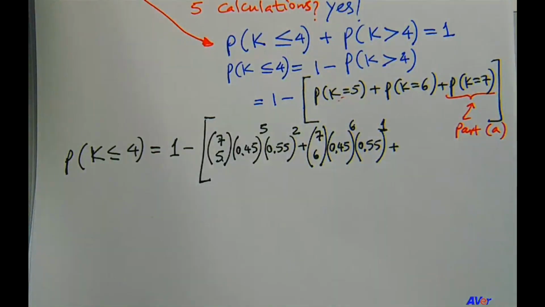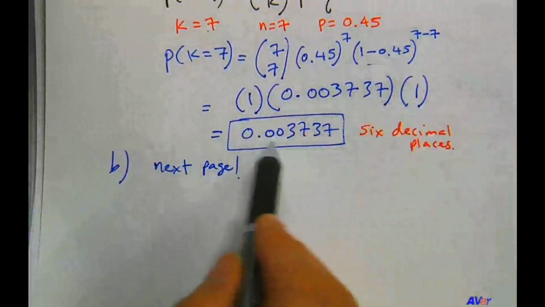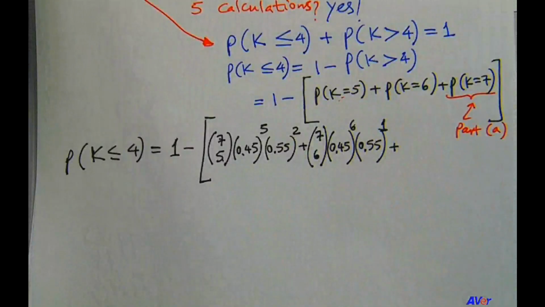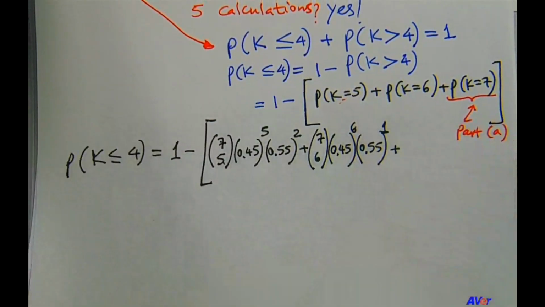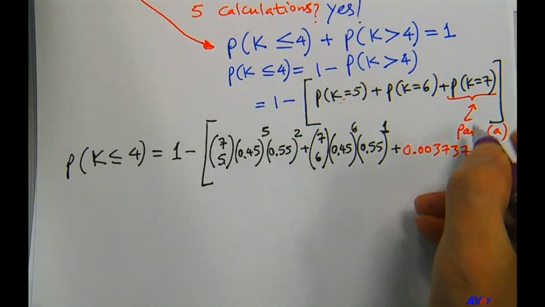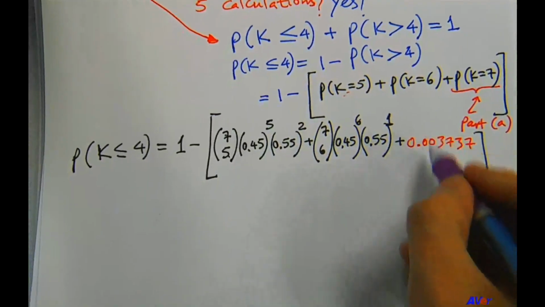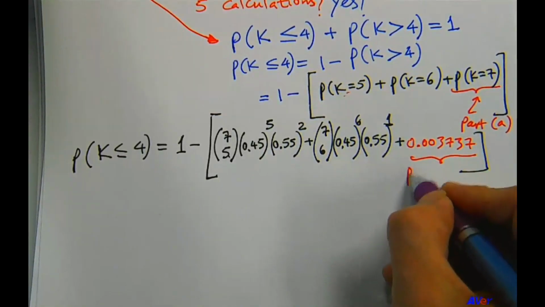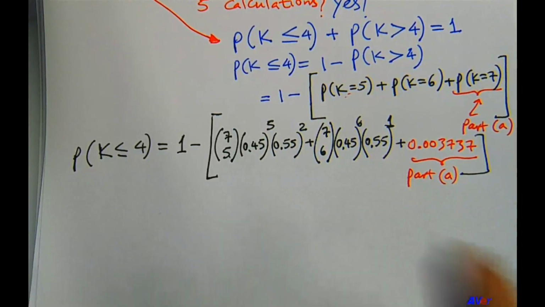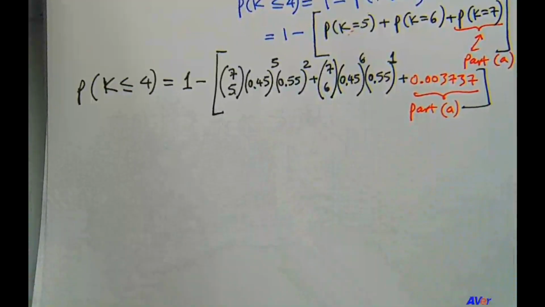And that was, I'll just bring this back for 1 second. This is the slide for part A, 0.003737, right? So we have to add 0.003737, and then we can close the bracket. And once again, let me make sure that everyone knows this is from part A. Okay, so all we have to do is calculate these different pieces and plug them in there and do the algebra on this.